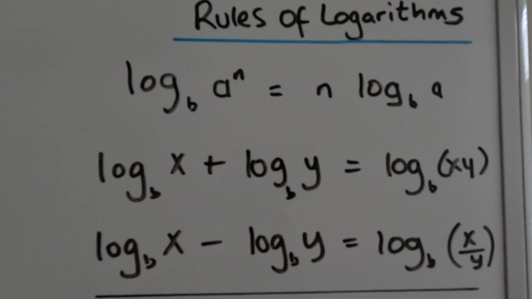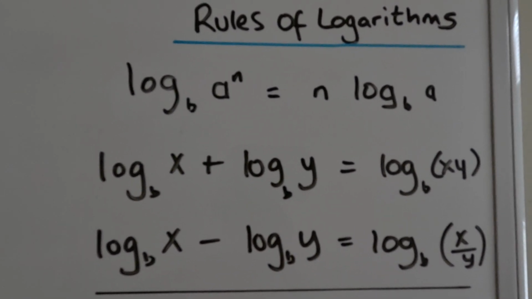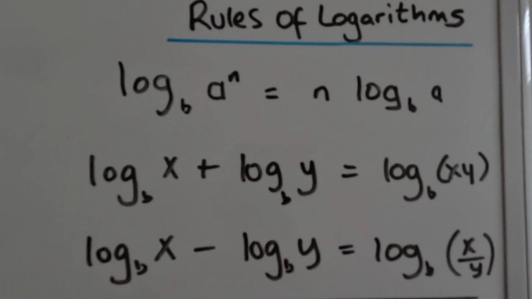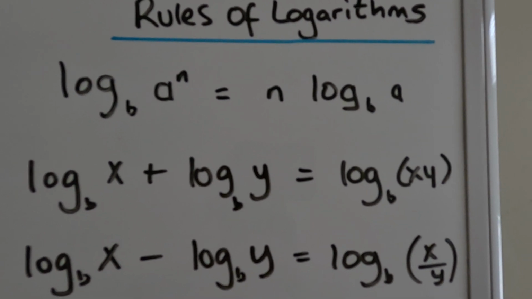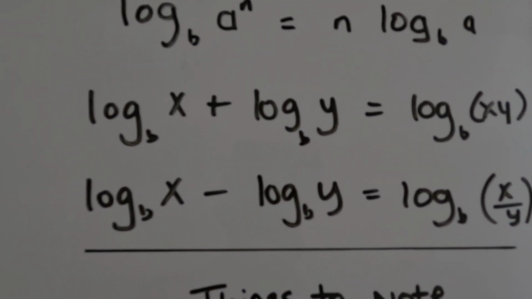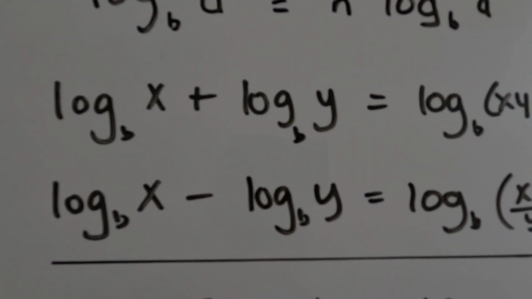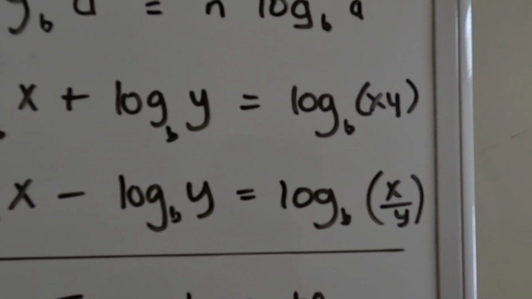And then the log of x plus the log of y. The sum of two logs is just the log of the product. So log of x plus log of y equals log of xy. The difference of two logs is the log of the quotient. Log of x minus log of y equals log of x over y.